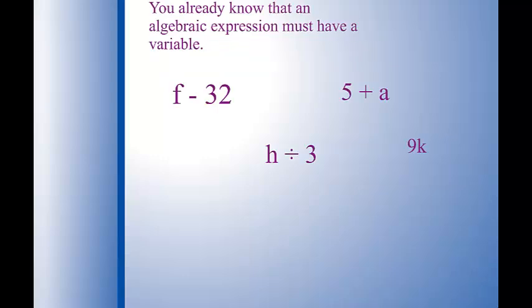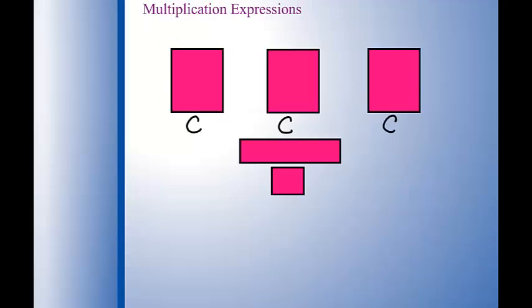We've already discussed that algebraic expressions must have a variable. Here in f minus 32, f is our variable. H divided by 3, our variable is h. 5 plus a, the variable is a, and 9 times k, the variable is k. Remember, a variable is a number that we're not sure what it is. It could be any number.